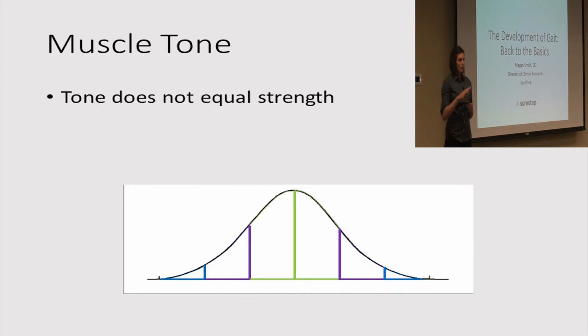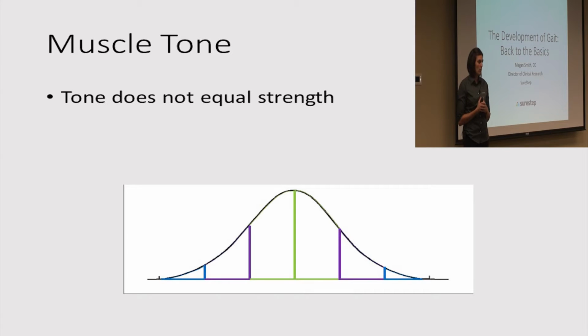Muscle tone can be described as a bell curve. So we have kind of our normal or typical muscle tone in the middle, and then on the far sides we have our very low tone kids and our very high tone kids. And those are typically the kiddos that we treat. So we see either really low tone or really high tone kids, and not necessarily those kids that fall in the middle of tone.